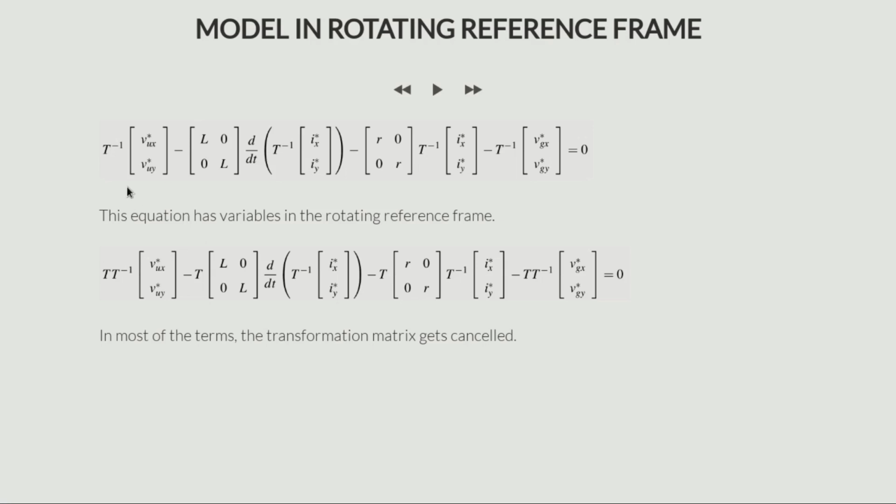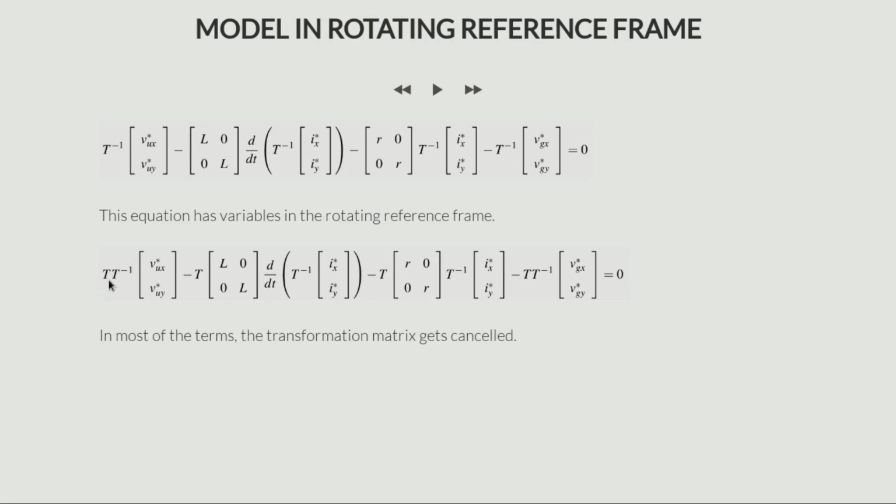Now if I want, I can multiply this entire equation by the transformation matrix T. You can multiply both sides of the equation, left hand side and right hand side, by any variable or constant, and it does not change the equation. This is fundamental mathematics. So I can multiply both sides, and the 0 on the right hand side remains the same. But you see now that this T T inverse in most of these terms results in a simplification.